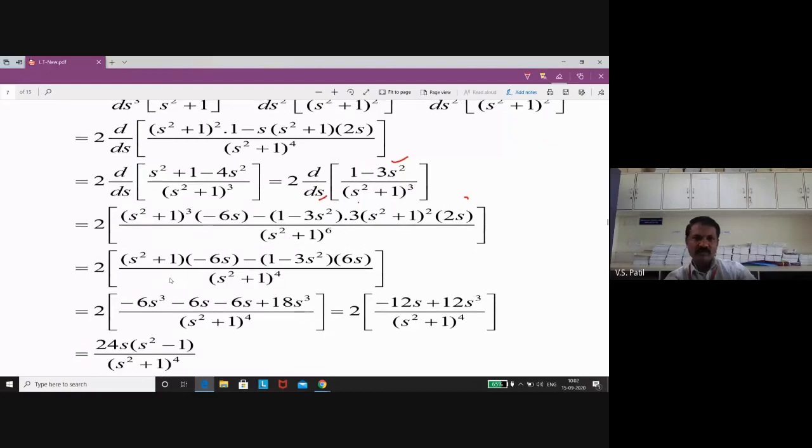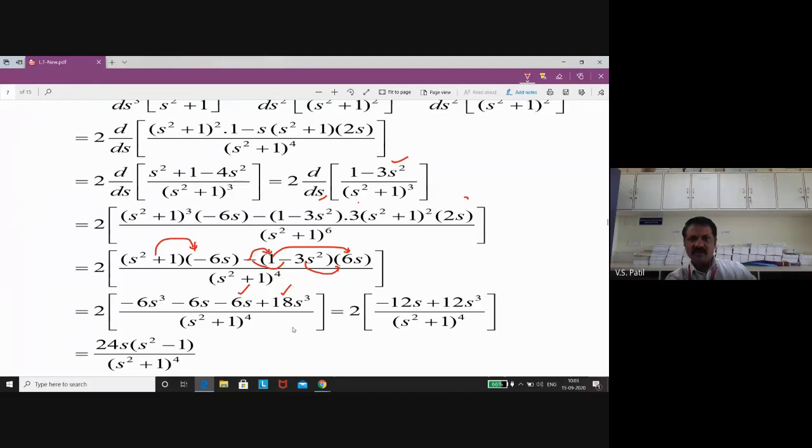Now if you simplify it further and keep the answer in a simple manner, multiply this and this, multiply this and this, what will you get? 6 plus into minus is minus 6s cube, then plus into minus is minus 1 into 6s is minus 6s. Then here, if you take this minus sign inside, plus into minus is minus 1 into this 6s becomes minus 6s. Then here minus into minus is plus, plus 3s square into 6, what does it become?